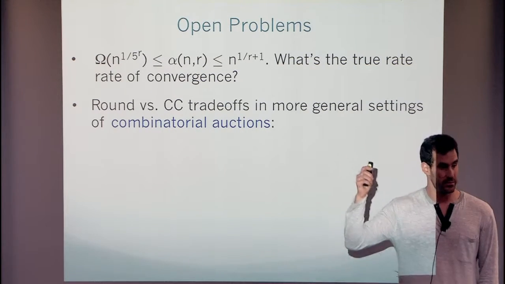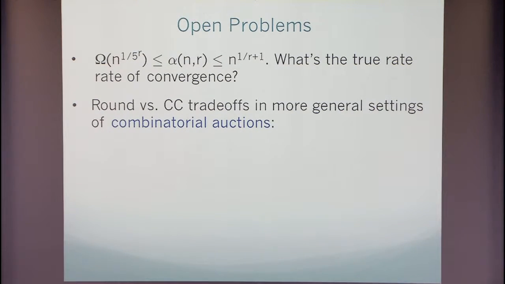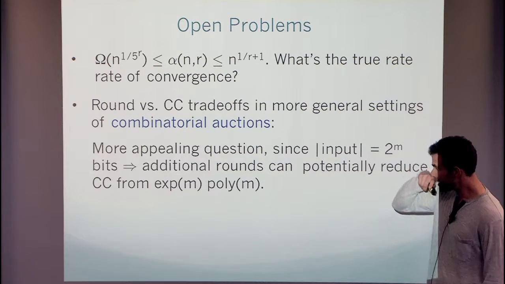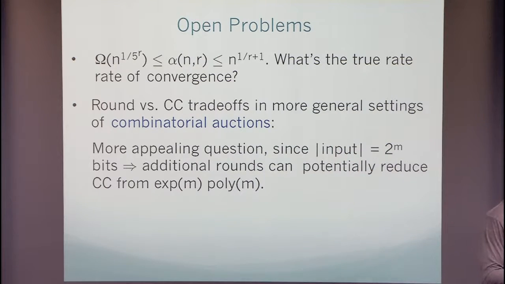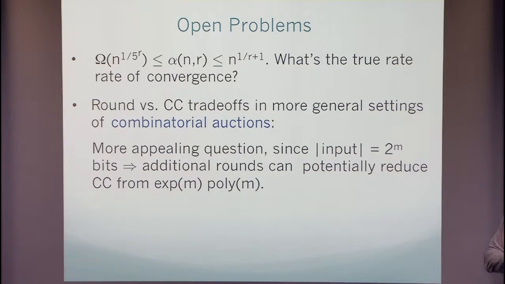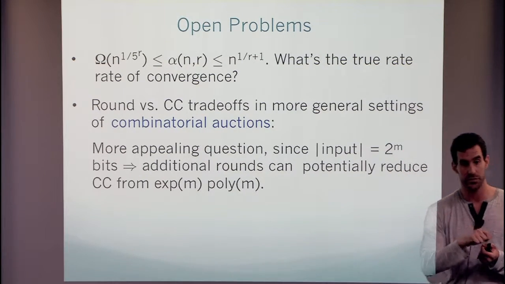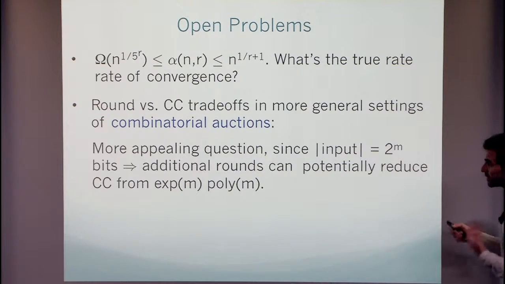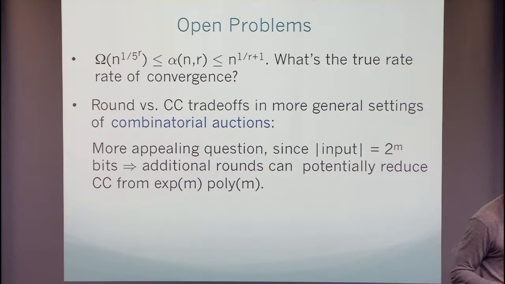Another direction is generalizing this lower bound technique to more general valuation profiles. The general combinatorial auction setting is more appealing for communication-round trade-offs, because in this setting, describing just the valuation profile of a player over the set of items requires 2 to the n bits to encode, because he has a valuation for each subset of the items. Therefore, in this model, additional rounds might have the potential of reducing communication from an exponential number of bits to a polynomial.